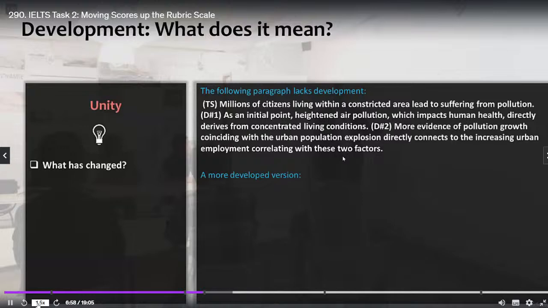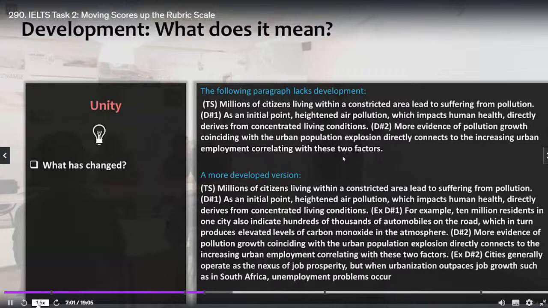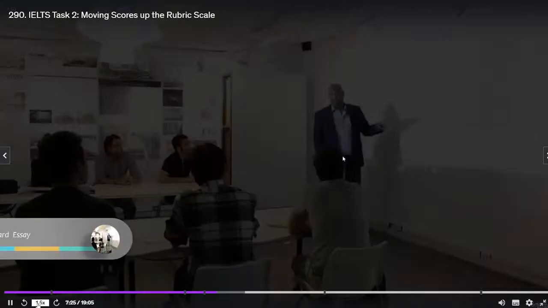Here is a more developed version. Here you can see a topic sentence, detail number 1, explaining or expanding detail number 1, then detail number 2, and we're expanding or explaining detail number 2. That's what it means to develop, right? That's what it means to develop. If you're not doing that, you're not going to move up the rubric scale.